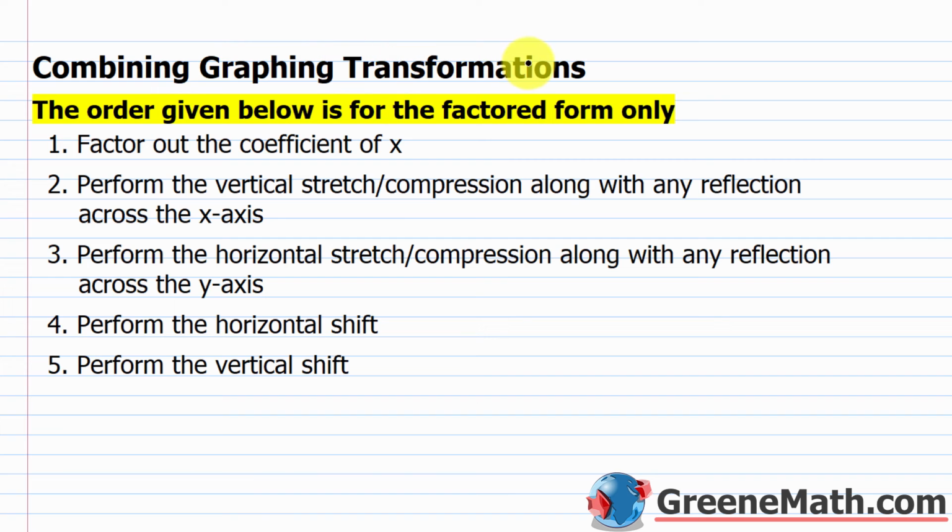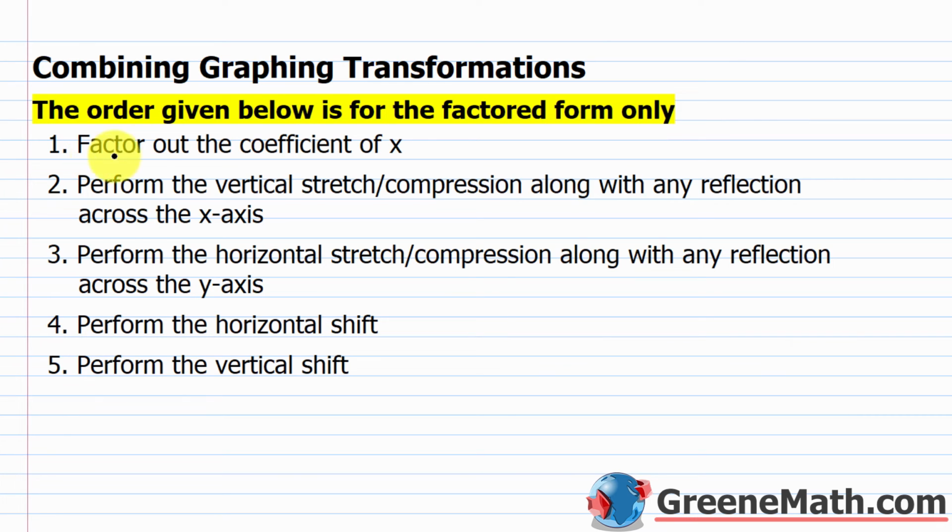So combining graphing transformations, once again, I'm going to state that the order given below is for the factored form only. If your book tells you to do the horizontal shift first, that is because they did not factor. Okay, I can't stress that enough because a lot of people get confused in this section because there's different procedures out there and it's based on whether you factored or you didn't factor.